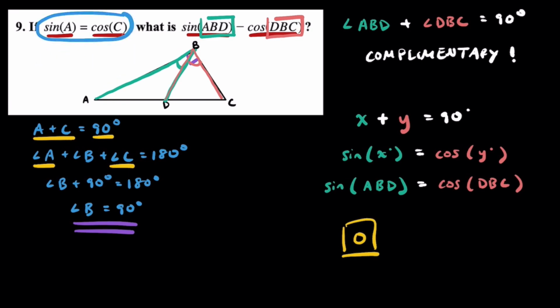From that, we were also able to find out that this angle B was also equal to 90 degrees and that this was a right triangle. Then once we were able to figure out that angle ABD and angle DBC added up to angle B, or 90 degrees, that meant that they were also complementary angles. Sine of one of those angles is equal to cosine of the other, so subtracting them, we must get 0.